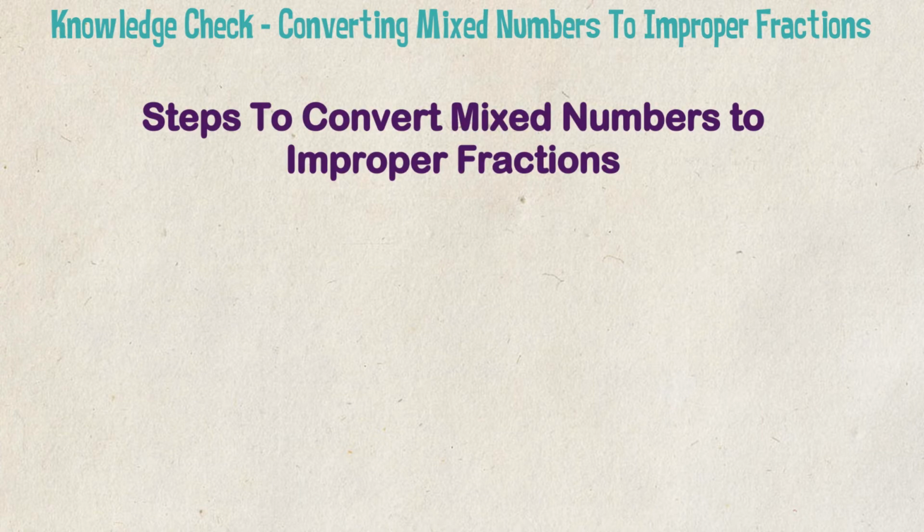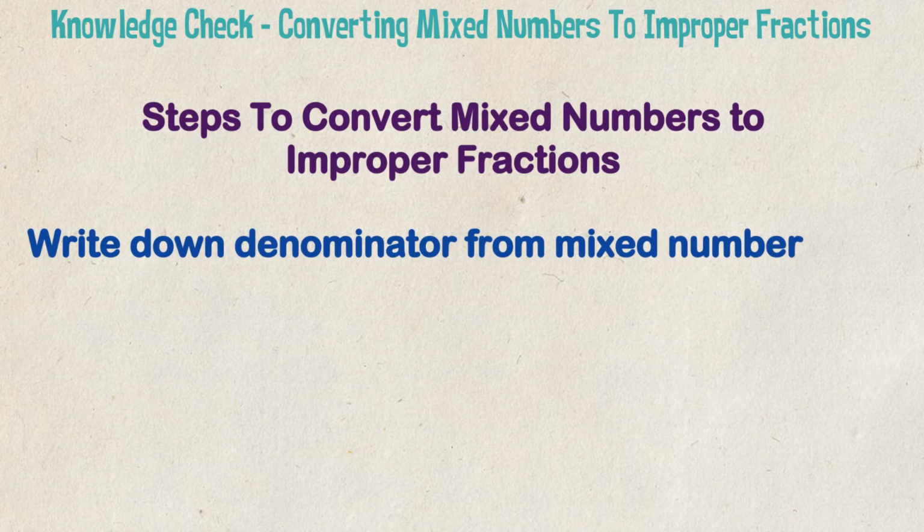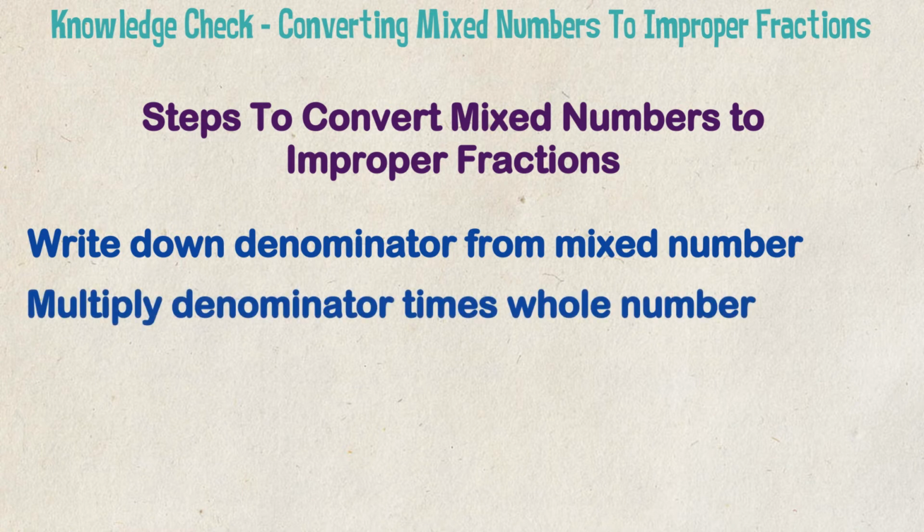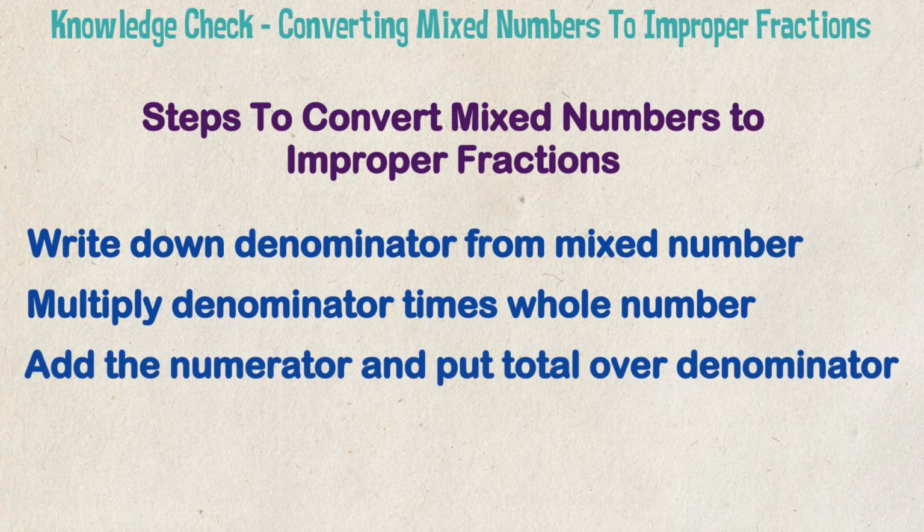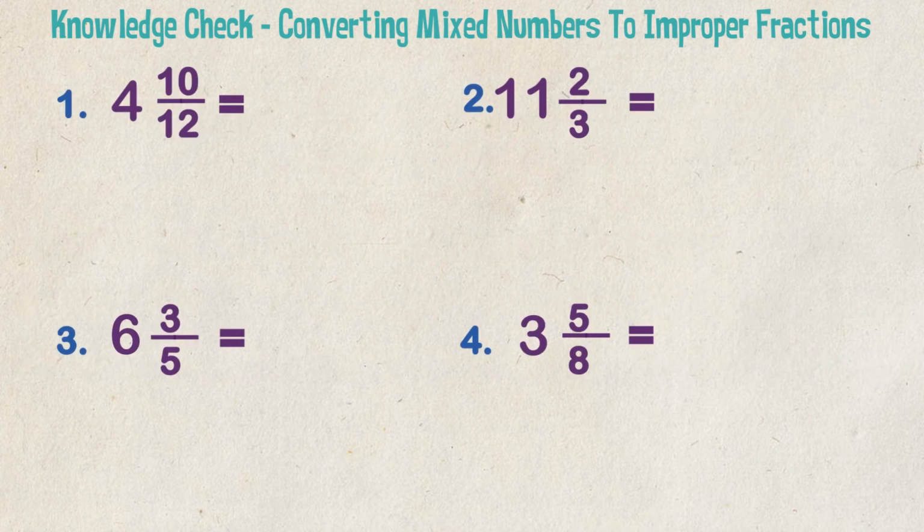First, you write down the denominator from your mixed number, as it will stay the same. Next, multiply the denominator times the whole number. Finally, add the numerator. The total goes over the denominator. So take a stab at the 4 examples below and pause the video. When you're done, unpause and see if our answers match.